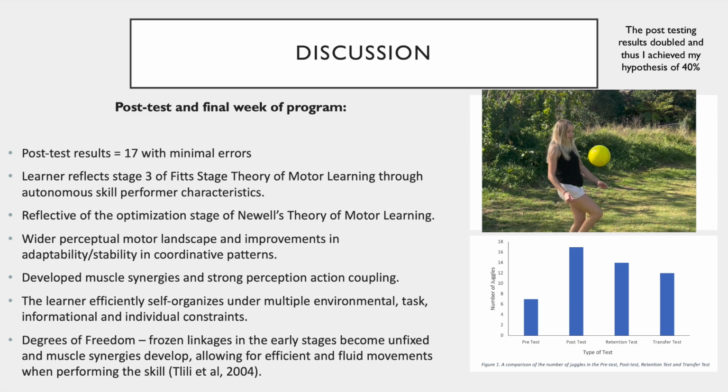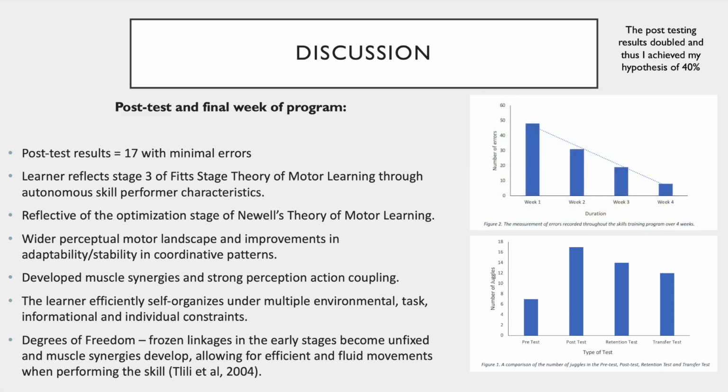The post-testing measurements reflect my ability to create fluid movement patterns due to the unfreezing of degrees of freedom, and therefore this developed muscle synergies and a strong perception-action coupling. I also demonstrated the ability to engage in the dual task of readjusting my posture whilst juggling the ball to minimize errors. Furthermore, manipulating key constraints is important in altering the performer's perception-action coupling and to broaden the perceptual motor landscape to enhance skill acquisition.